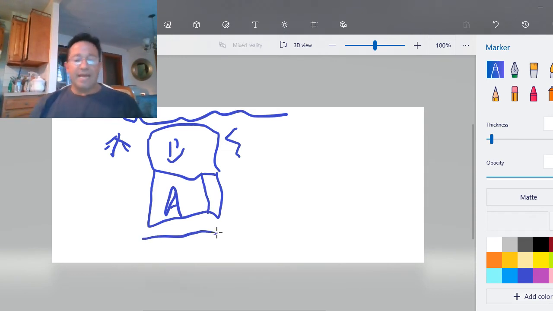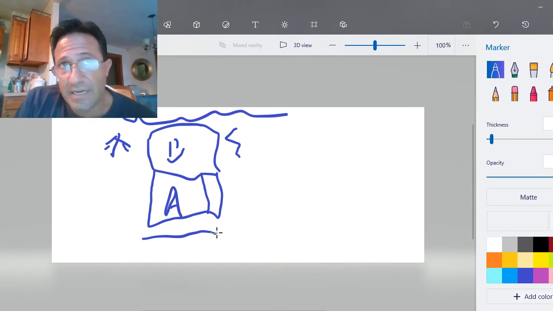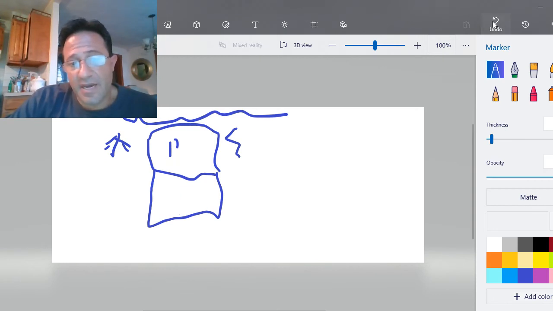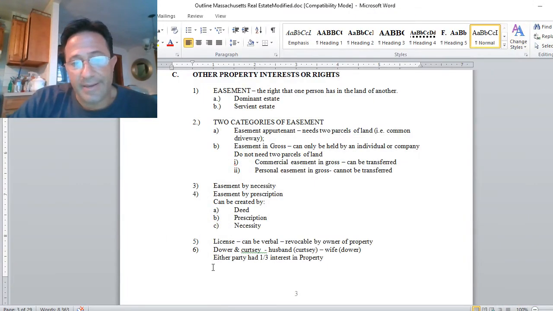Well, B can ask A for an easement, but if A says no way, B might have to go to the land court and try to obtain an easement by necessity. The easement by necessity is saying that B's only way to use his property, because it's landlocked, is to get over A's property. And that's an easement by necessity, okay? And then the other subtopic they talked about in the chapter was an easement by prescription.